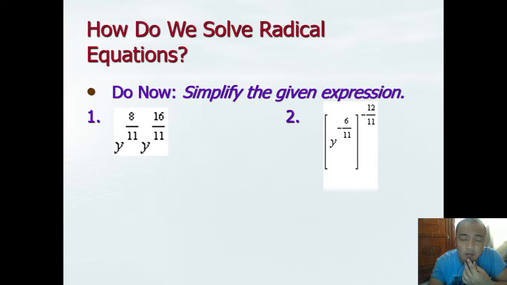Y raised to 8 over 11 times y raised to 16 over 11. Okay, that is applying the laws of exponents. For number 1, what's your answer? Y raised to 24 over 11. How about number 2? Y raised to negative 6 over 11, raised to negative 12 over 11. If we raise a power to another power, just multiply their exponents. So 6 times 12 is 72 over 121. So the answer is y raised to 72 over 121. The exponent is positive because negative times negative is positive.